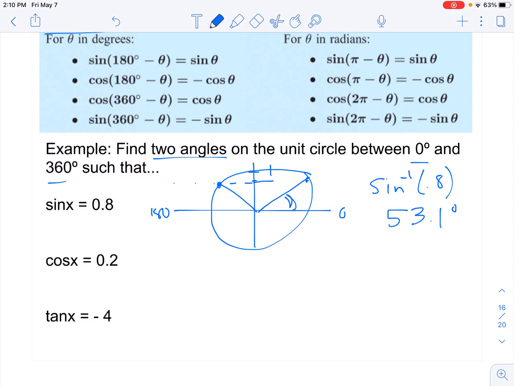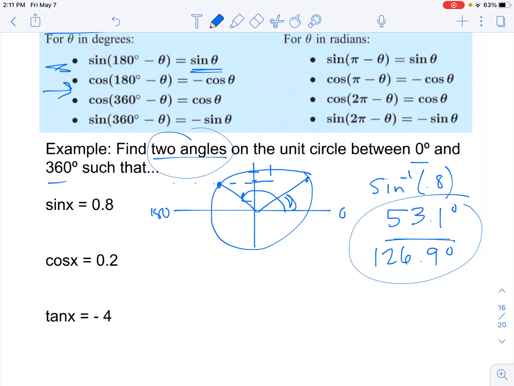It says two angles, so we need to give the other angle, which is in the second quadrant. I can do that by doing 180 minus 53.1 degrees. That's what all this is saying up here: for sine, if you do 180 minus the angle, you get the exact same value. So 180 minus 53.1 gives 126.9 degrees. Those are my two answers for sine.